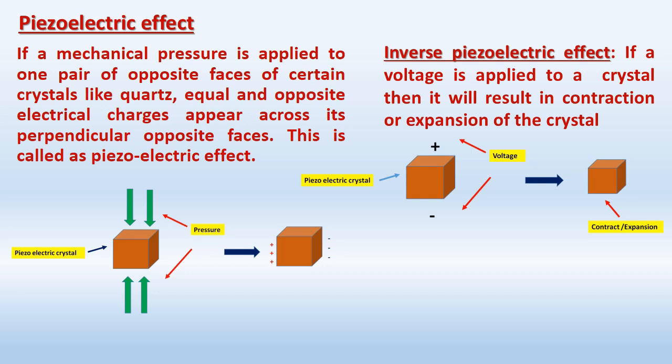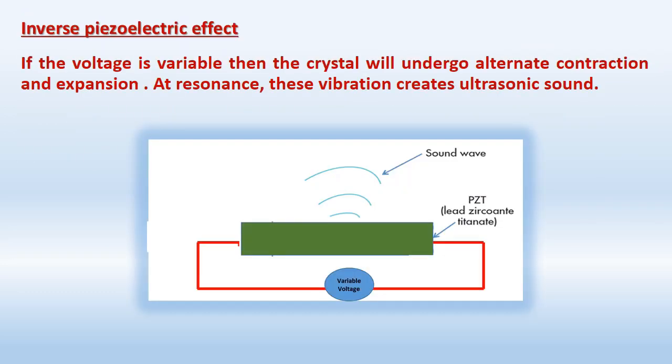If the voltage is steady, then the crystal undergoes either expansion or contraction. But if the voltage that is fed to the crystal is a variable voltage, then the crystal will undergo alternate contraction and expansion. And this response of the crystal to a variable voltage is utilized for generating ultrasonic waves. When a variable voltage is fed to a crystal, it will undergo alternate contraction and expansion, and at resonance, these vibrations create ultrasonic waves.